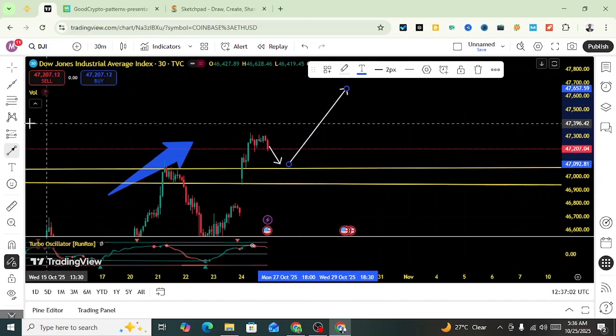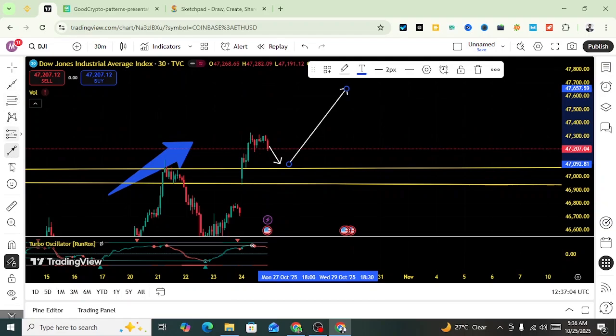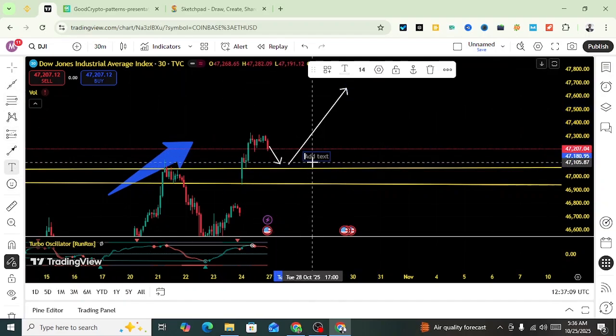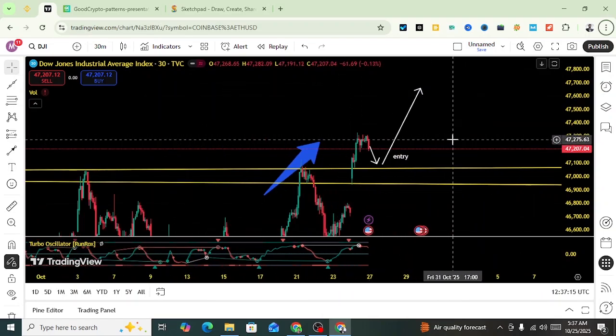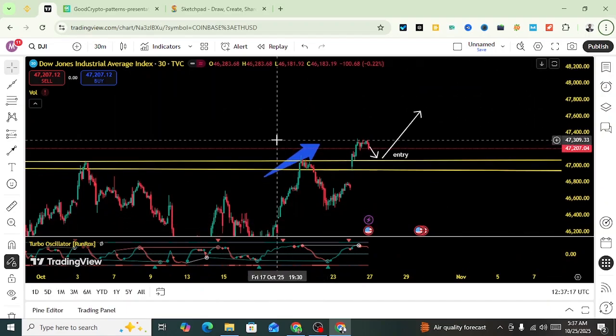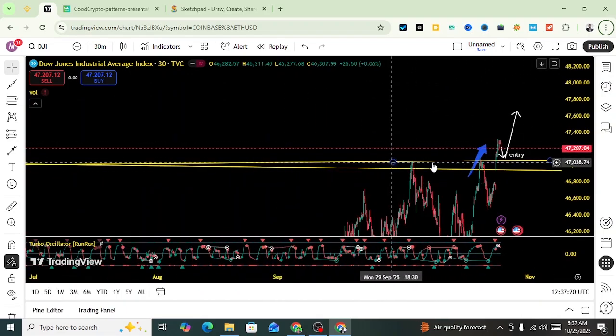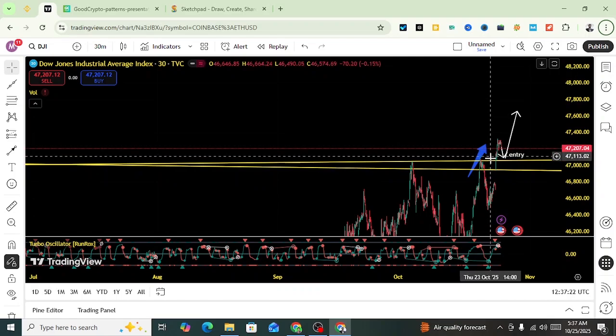So this is the entry point. As you can see, this is an entry point. If you enter from here, the market will go up. Okay, so this is the pattern. You can see it with the resistance. You have to understand the resistance area. If this is broken up, then you have to test again and enter from here to go up.